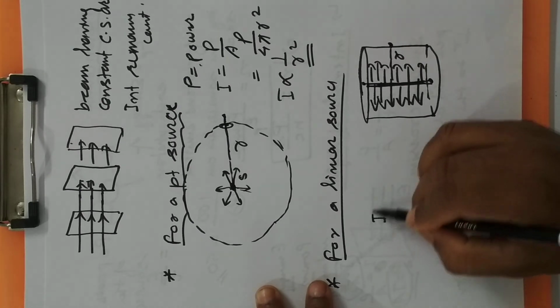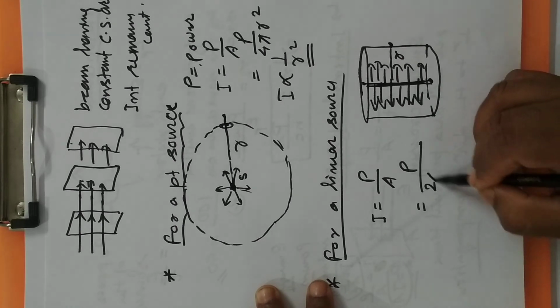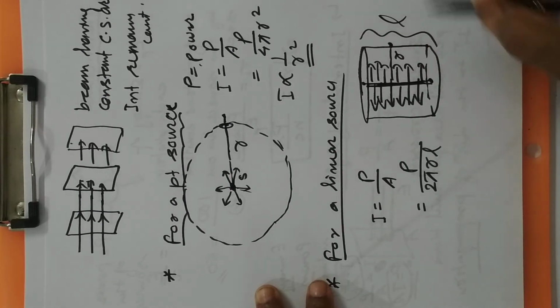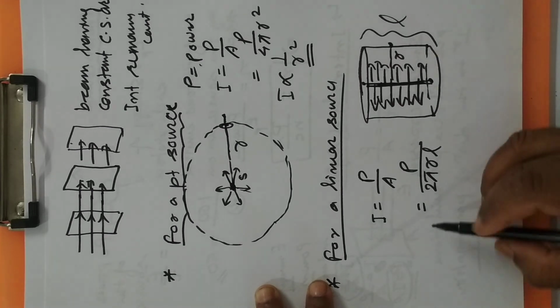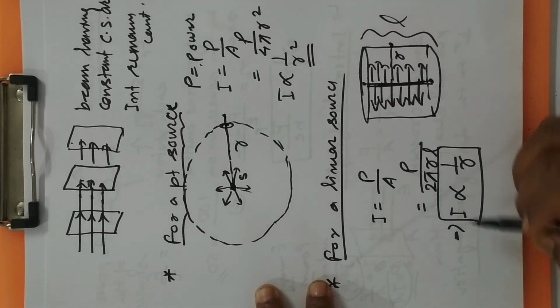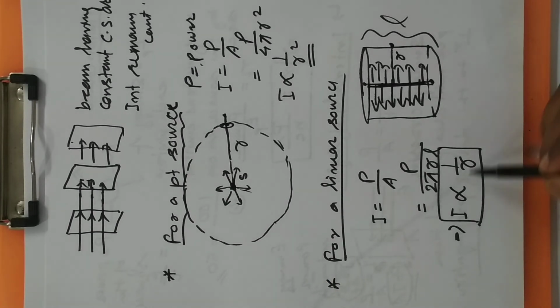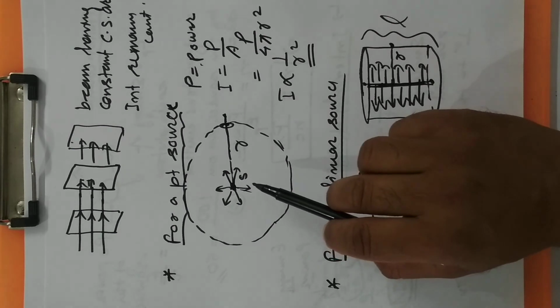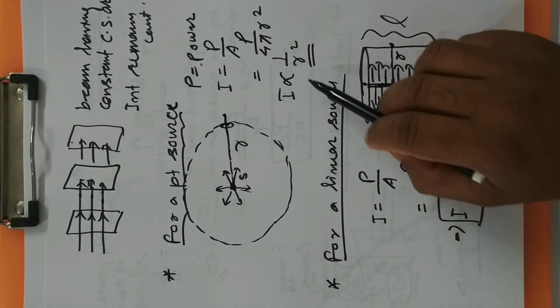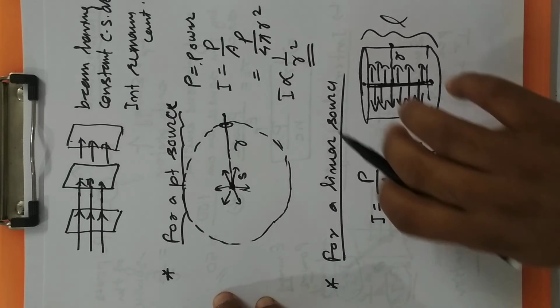So here also intensity can be defined as power divided by area. But this area is a cylindrical area, which we can write as 2 pi r L, where L is the length of the source, and we consider the length of the cylinder also as L. From here we have seen that intensity is inversely proportional to distance. So for a linear source, at a certain distance r, intensity will be inversely proportional to r. If it is a point source, it is inversely proportional to the square of the distance. You need to understand this point about intensity.